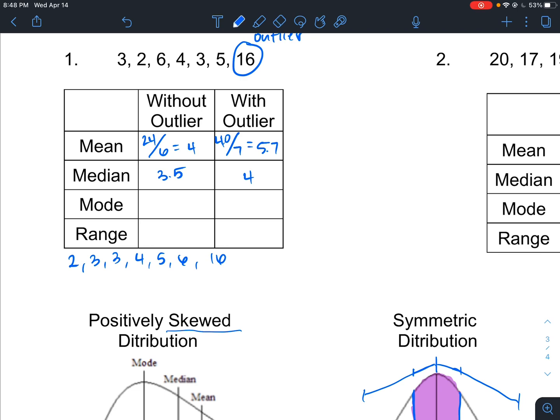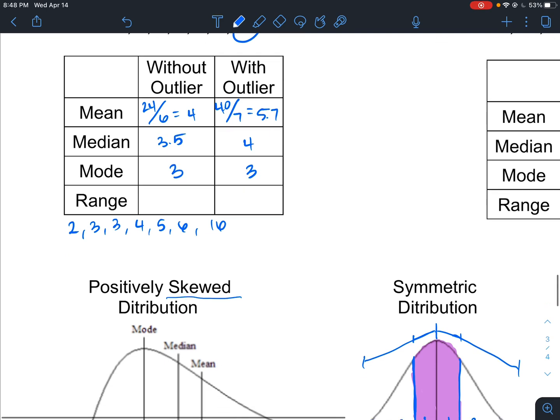Okay. The mode is the number that repeats the most often, so that would be 3. Now the range without the outlier would be 6 minus 2, which is 4. With the outlier, that would be 16 minus 2, which is 14. Okay, so you see here how outliers really affect your data.